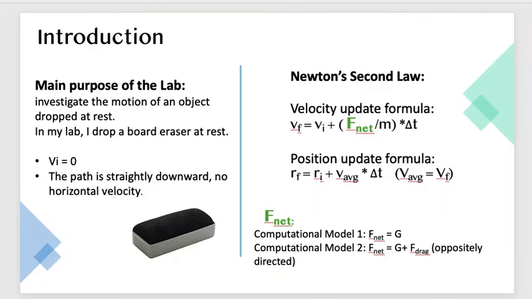The main purpose of the lab is to investigate the motion of an object dropped at rest. In my lab, I drop a board eraser at rest, which means that the initial velocity equals 0 and the path is strictly downward.